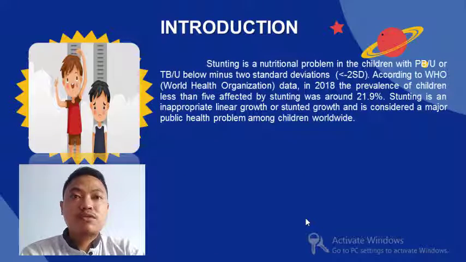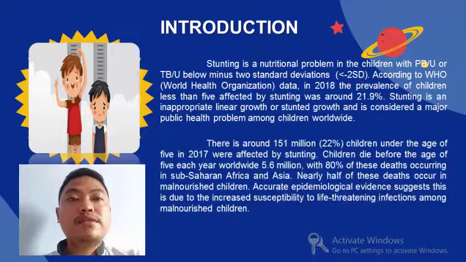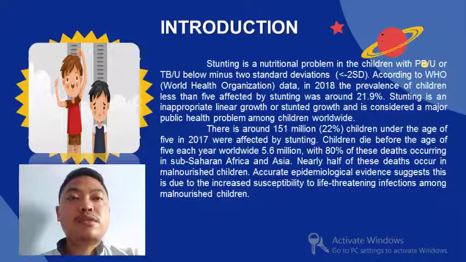Introduction. Stunting is a nutritional problem in children with body length for age or height for age below the standard deficiency. According to WHO, World Health Organization data in 2018, the prevalence of children under 5 who were stunted was around 21.9%. Stunting is impaired linear growth and is a major public health problem among children worldwide. There are around 151 million, 22% of children under the age of 5 in 2017, affected by stunting.